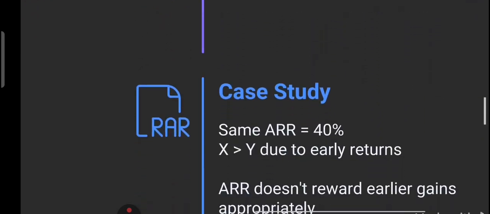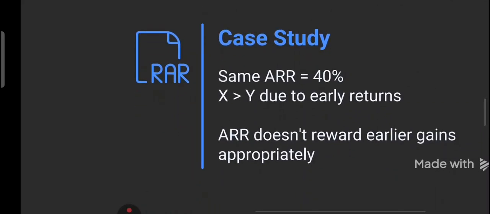So one example is given in your book. Suppose two projects with the same ARR of 40%, but one returned faster than the other, and yet ARR treats them the same, right? ARR treats both of them as the same. It does not reward early gain, which is more valuable, right? Obviously, early gain is more favorable to you.